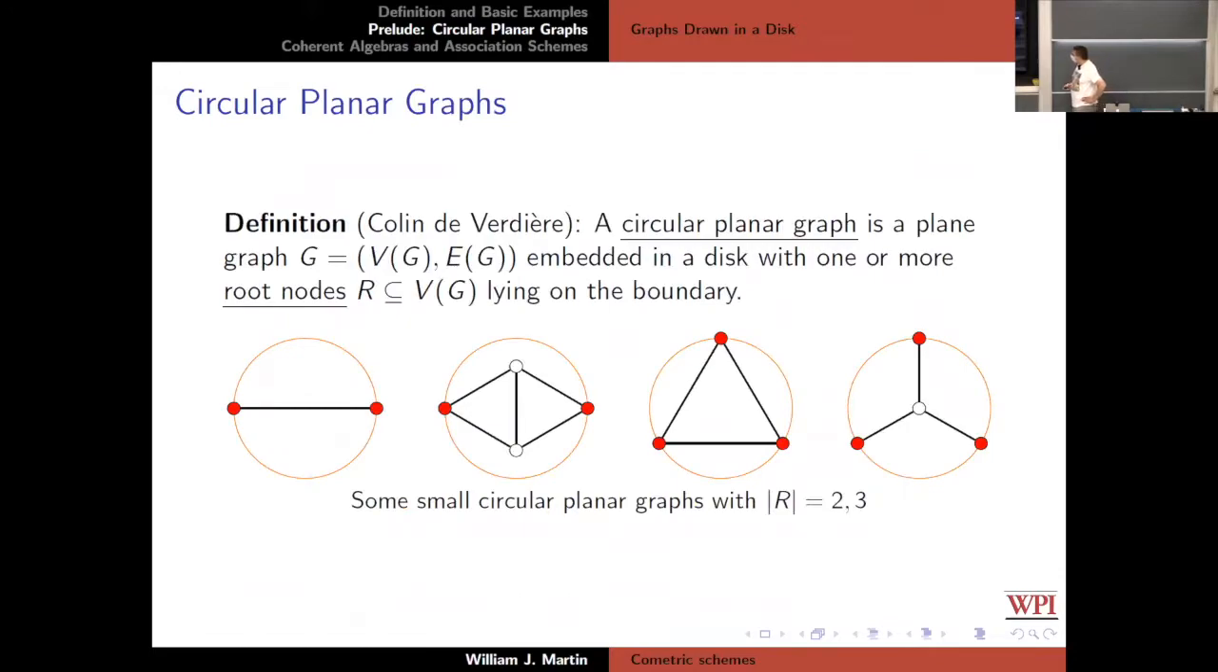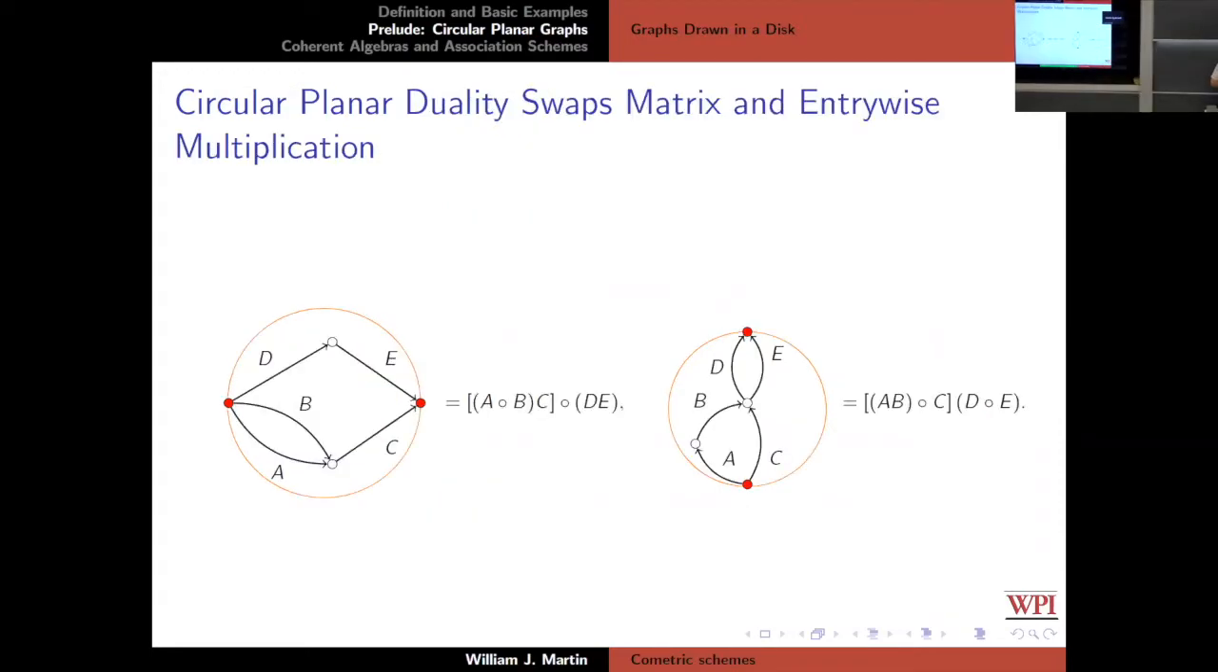Let's go back to these ones here. What's the circular planar dual of this graph? Same thing, right? Just drawn differently. Circular planar dual of this one, same thing, right? Circular planar dual of the triangle is the star. Circular planar dual of the star is the triangle. Let's see what the circular planar dual does to scaffolds.